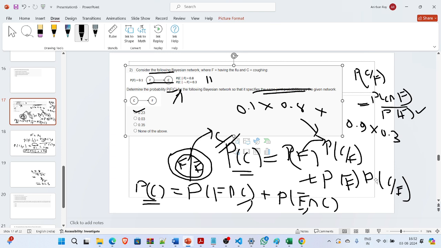So it comes 0.1 into 0.8, plus 0.9 into 0.3, so in total it comes to 0.35. The values which are given, you have just simply put those values. The 0.9 is the 1 minus 0.1. Yes, this one you can understand.